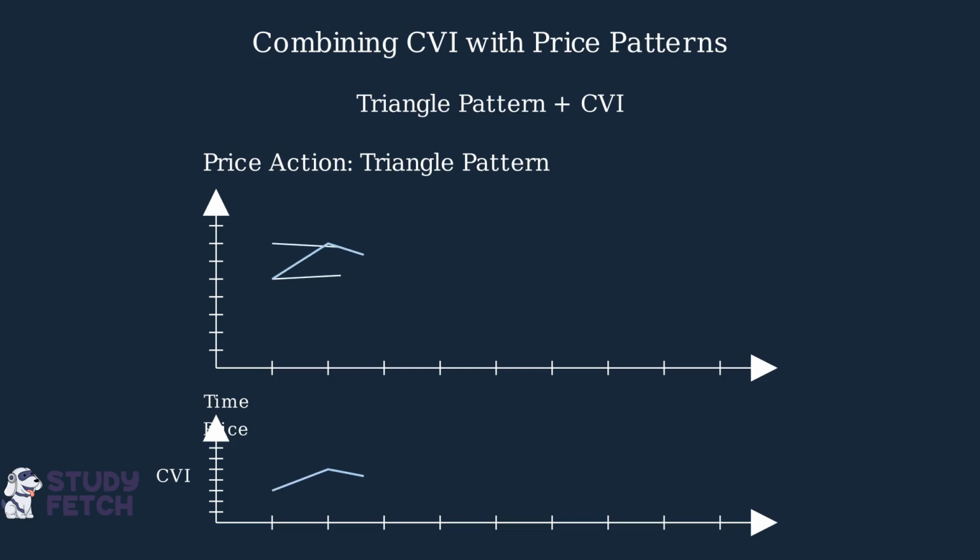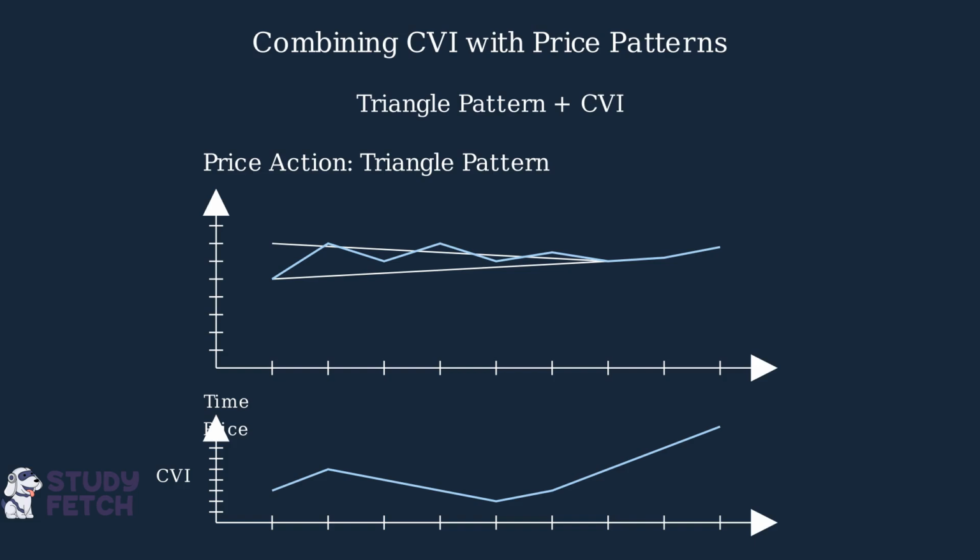Here's a typical triangle pattern formation. As price consolidates, CVI often shows decreasing volume until the breakout. The breakout occurs when price moves decisively above the upper trend line. The critical element is that CVI rises significantly at the same time, confirming the breakout. When price and CVI trend in the same direction during a breakout, the probability of a successful continuation is much higher.